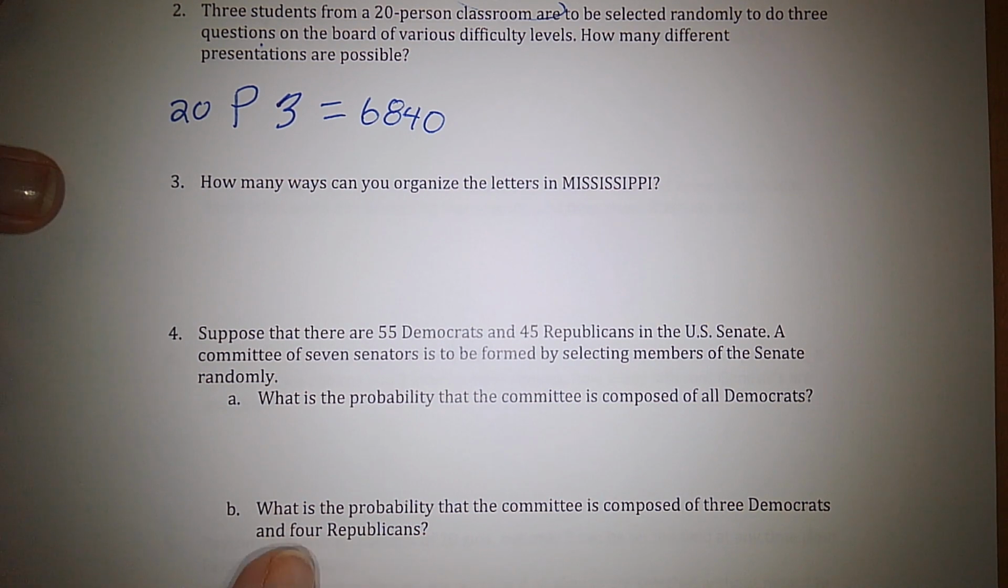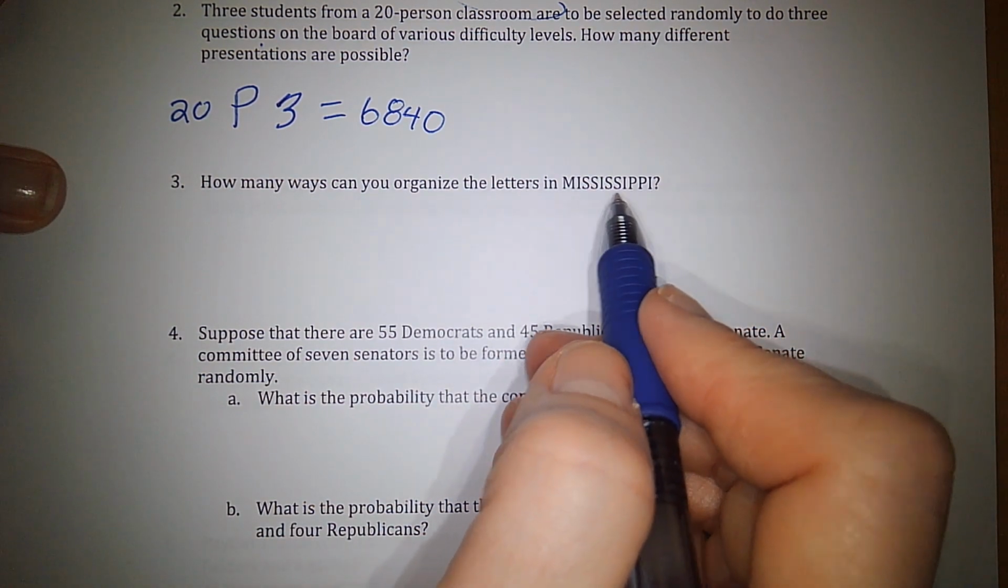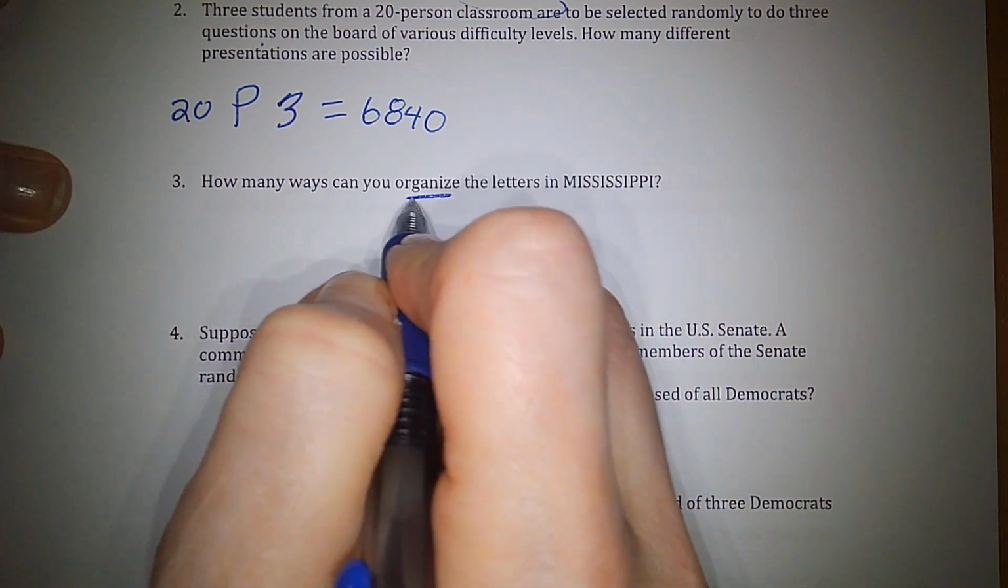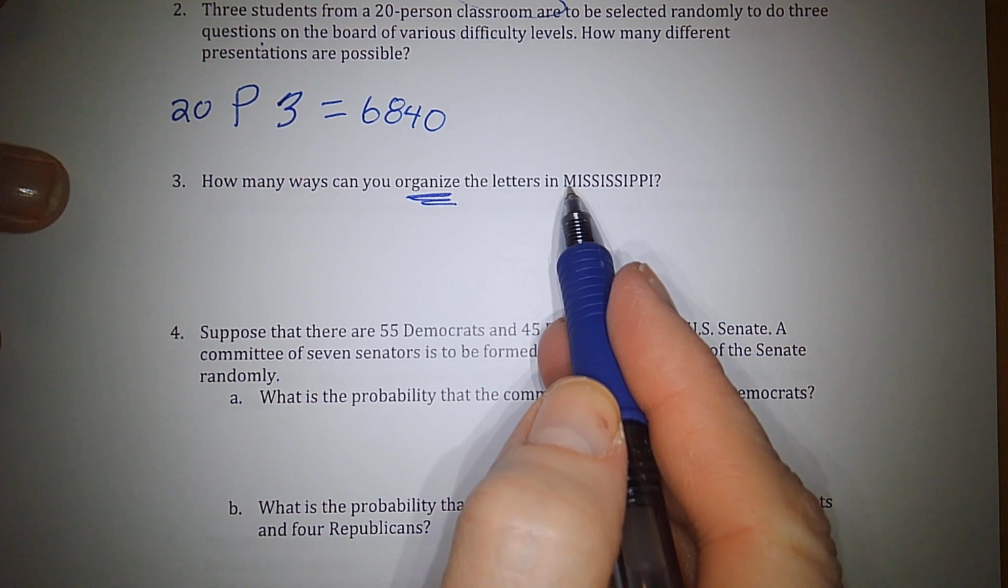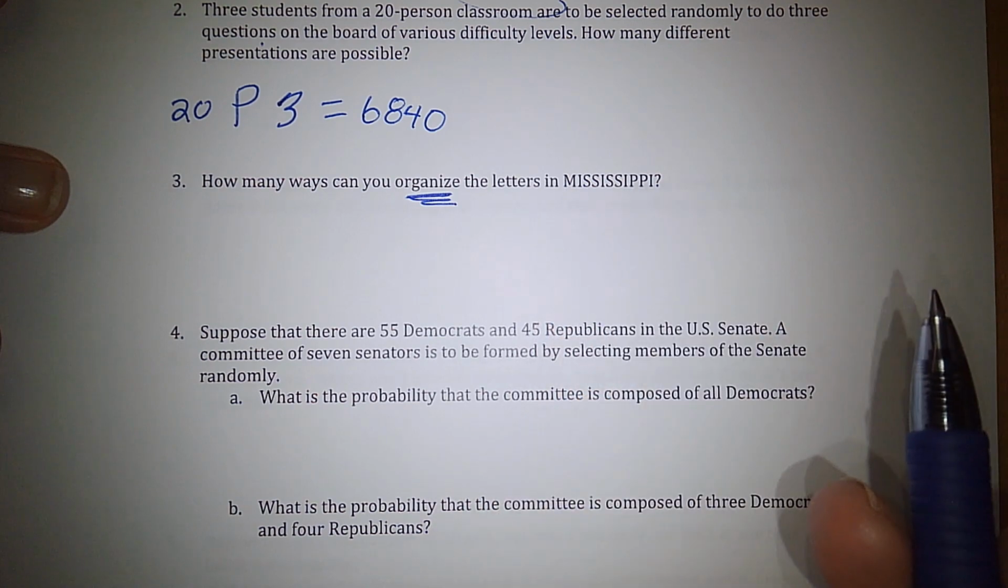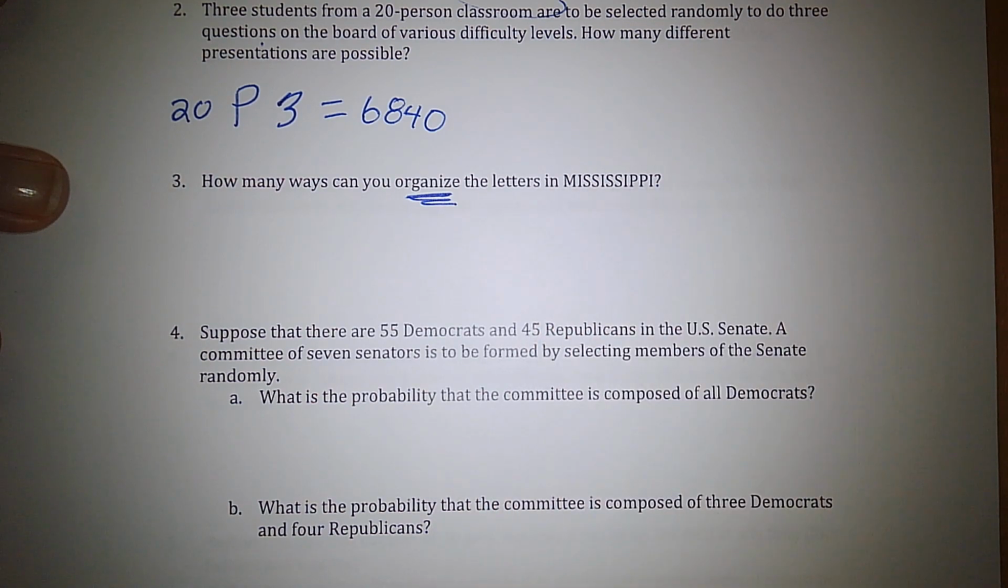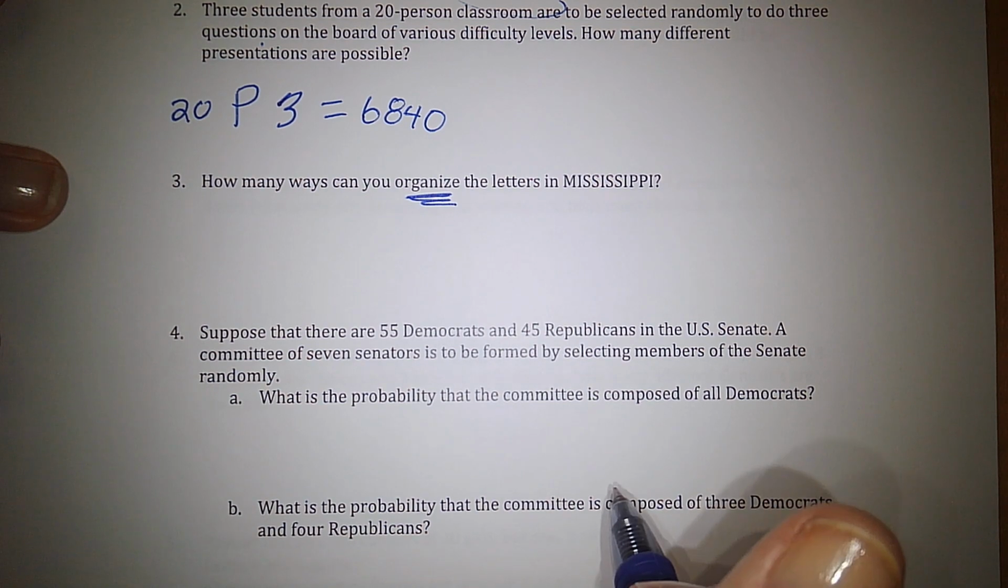How many different ways can you organize the letters in Mississippi? Well, this is a permutation because we're organizing the letters, so order matters. Clearly, if I mix the M with the P, then that's a different permutation. Order matters because then that word would not spell Mississippi anymore.